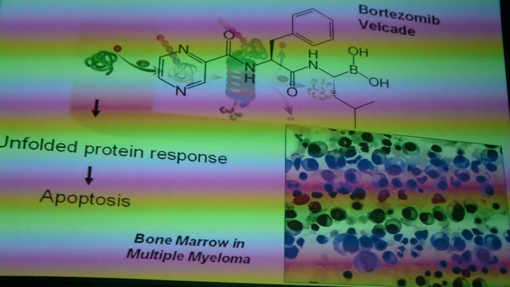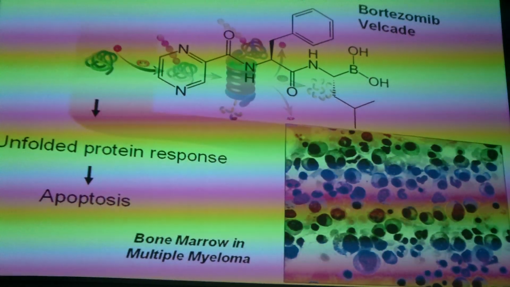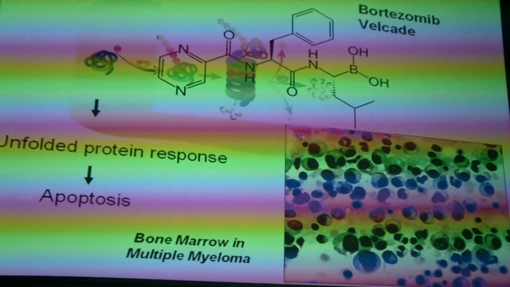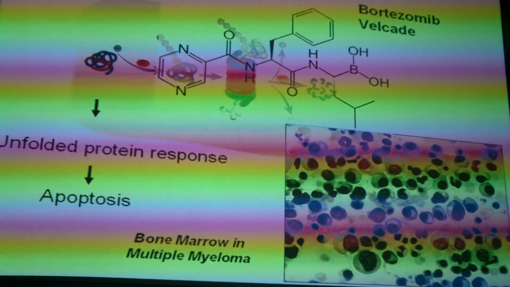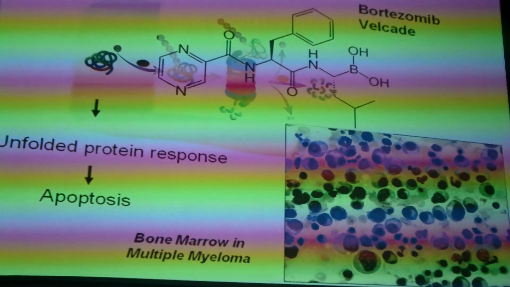And if you use this compound, this system doesn't work, and then the cell will accumulate all kinds of misfolded antibodies and eventually die. The process in which it dies is caused by what is called the unfolded protein response, and the cell, the plasma cell in this case, will go to apoptosis. Again, this is a drug that is used in multiple myeloma. I think I forgot cancer in the list of four important disease mechanisms, so I think we should add a fifth one.